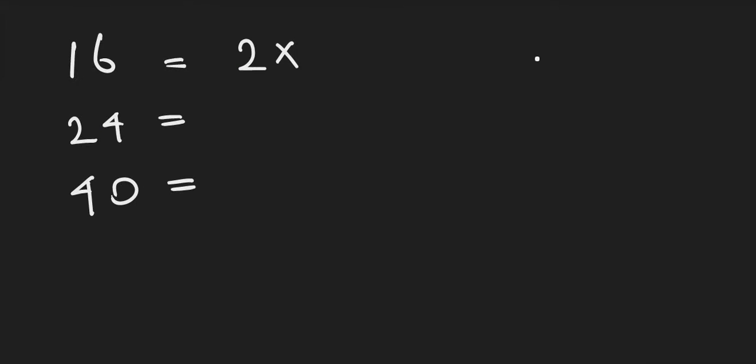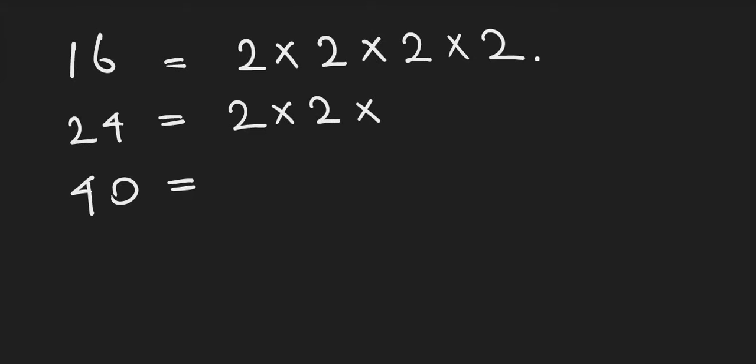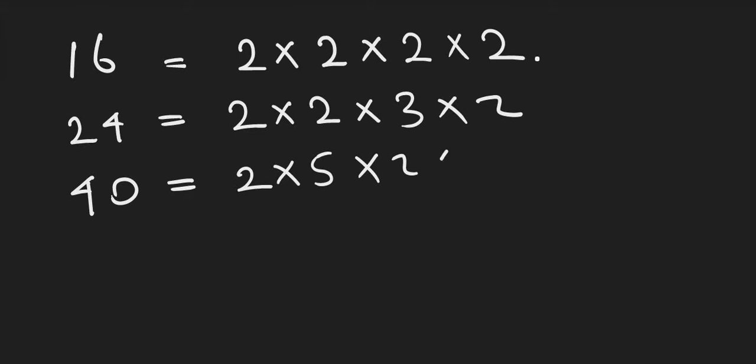Now look at these three numbers: 16, 24 and 40. 16 can be prime factorized as 2 into 2 is 4, 4 into 2 is 8, 8 into 2 is 16. 24 can be prime factorized as 2 into 2 is 4, 4 into 3 is 12, 12 into 2 is 24. 40 can be prime factorized as 2 into 5 is 10, 10 into 2 is 20, 20 into 2 is 40. Find the common factors for all three numbers.